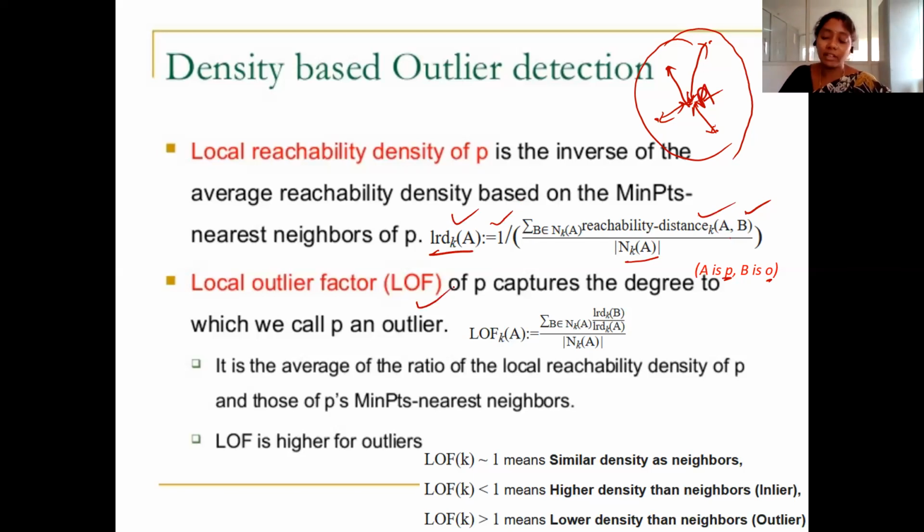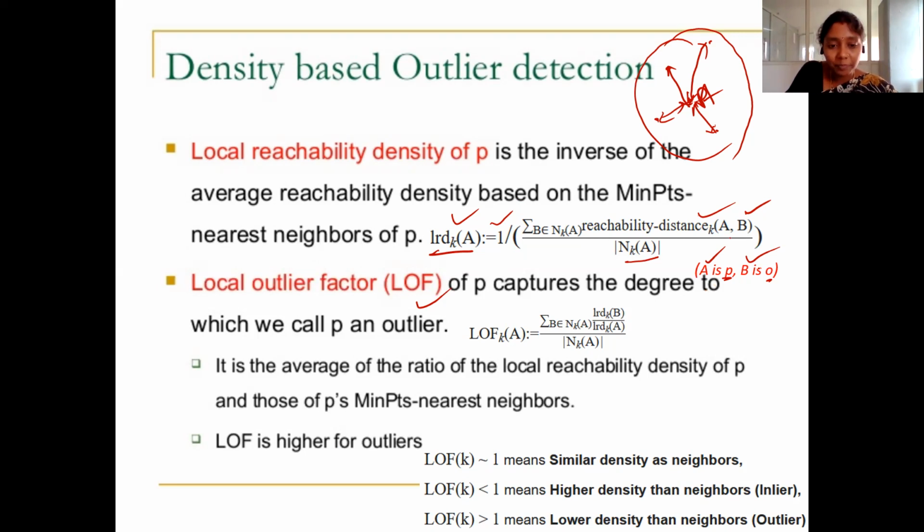What is the local outlier factor in the sense? Local outlier factor is nothing but the degree to which the particular object is an outlier. So that is an average of the ratio of the local reachability density of P and those of P's min point nearest neighbors. Here P is nothing but A and O is nothing but B. Just these two terms are simultaneously here.